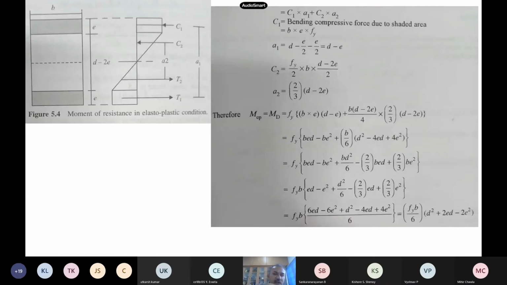So this is a rectangular cross section, say. This portion has plastified. Okay, so the depth of the beam is D. So this portion has plastified, and this portion is still elastic actually. Okay. So now you can easily find out this.